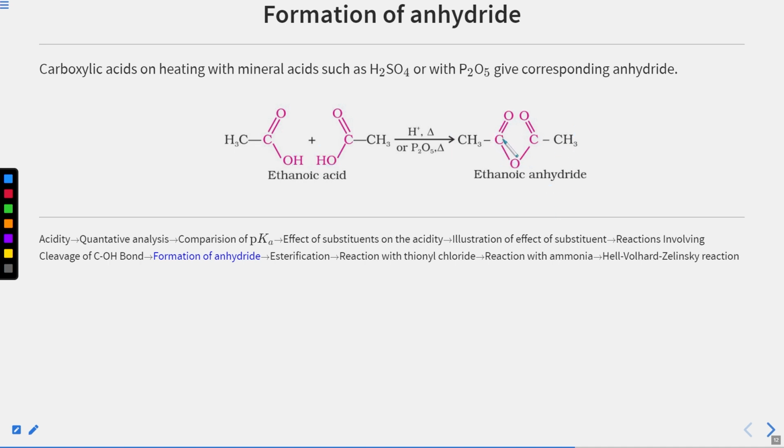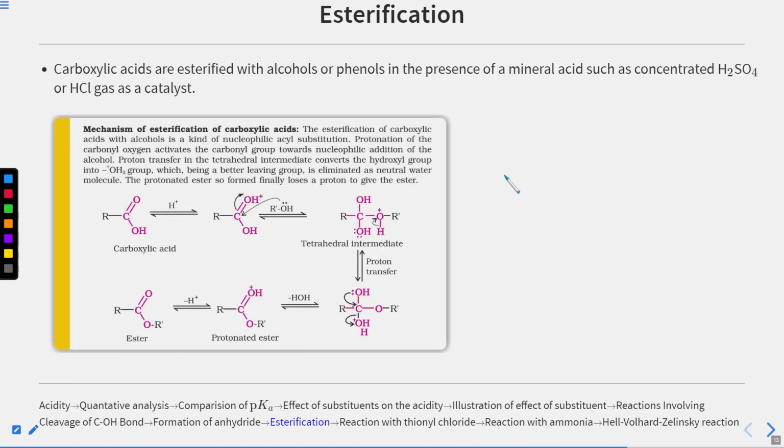So if you look at the structure of anhydride, we have C double bond O, C double bond O. In between these 2 carbonyl groups, we have the oxygen. This type of functional group is called acetic anhydride. So here is an example of the preparation. Now let us move to the next derivative, that is esterification.